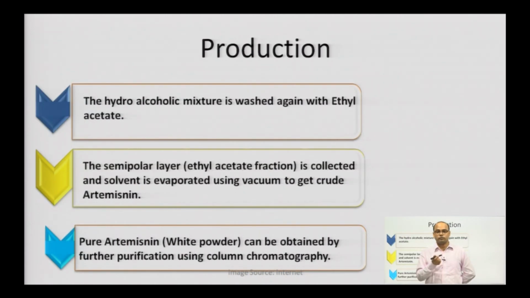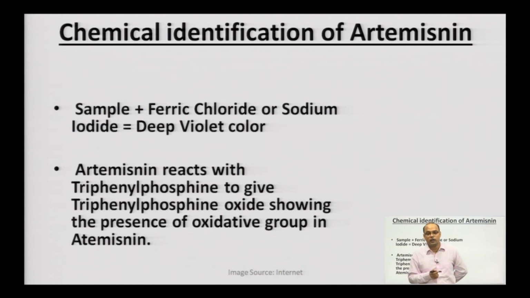After ethyl acetate washing of the hydroalcoholic solution, what happens here? The artemisinin gets transferred to the ethyl acetate fraction, and after concentrating the ethyl acetate fraction, we get our crude artemisinin, and from this crude artemisinin we get the pure artemisinin after further purification using column chromatography. Then there is identification of the compound we have isolated. So, what is the surety that we have isolated the same compound which we intended to?